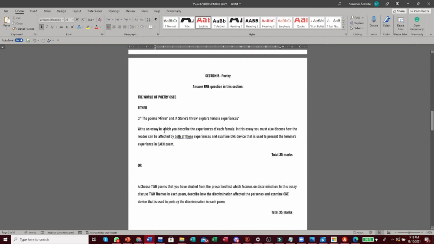The poems Mirror and A Stone's Throw explore female experiences. Write an essay in which you describe the experiences of each female. In this essay, you must also discuss how the reader can be affected by both of the experiences and examine one device that is used to present the female's experience in each poem. Right? So that is the question that we're going to tackle next week. Y'all can tell me what y'all think about it, etc.